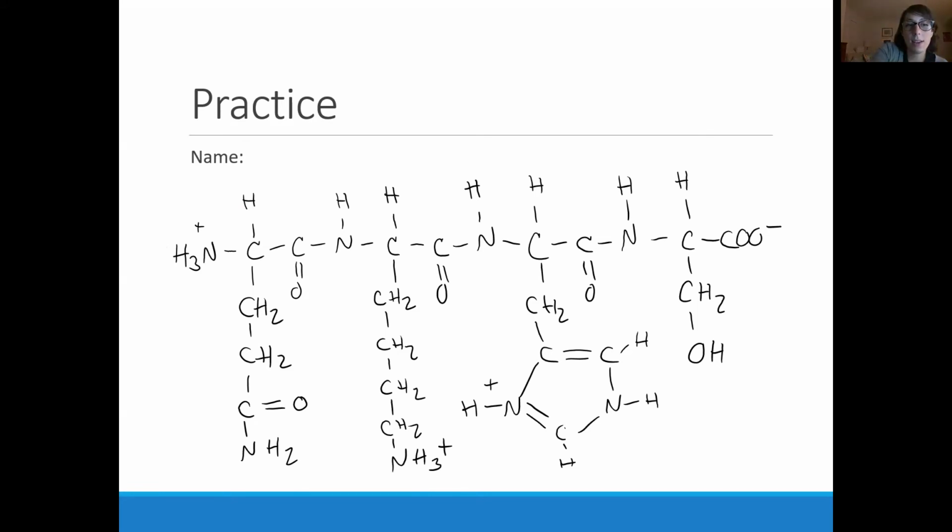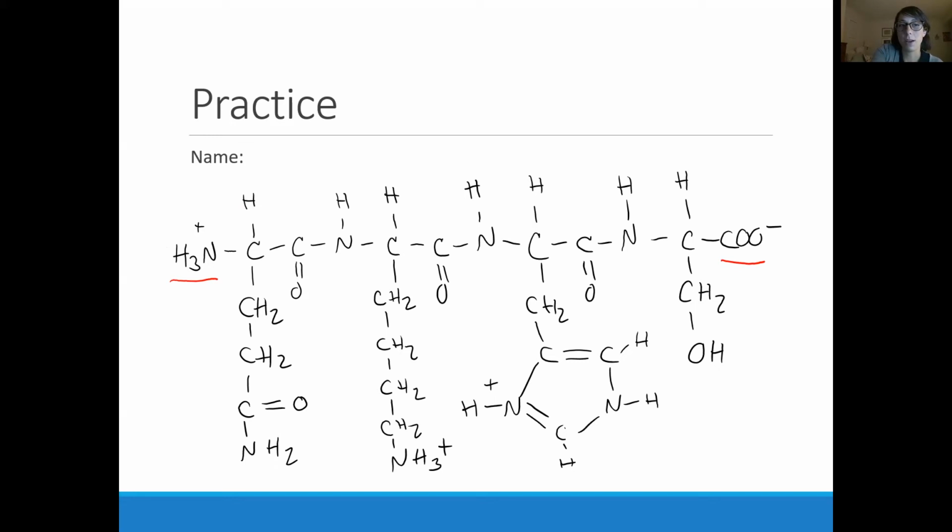You can see in this practice, it's already written with the amino group on the left and the carboxyl group on the right. Perfect. That's the way that our structure should be written. If you do get a problem that doesn't have it written this way, you should first rewrite your structure so that it is amino group to carboxyl group.